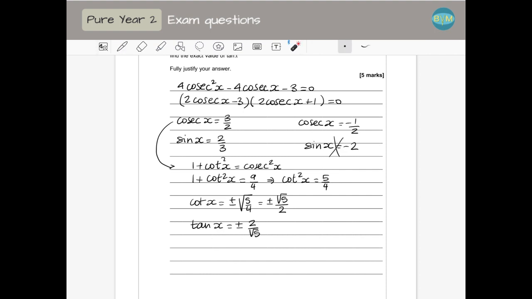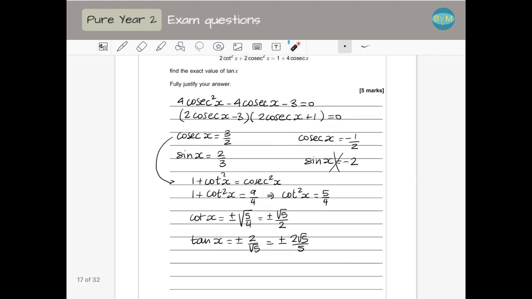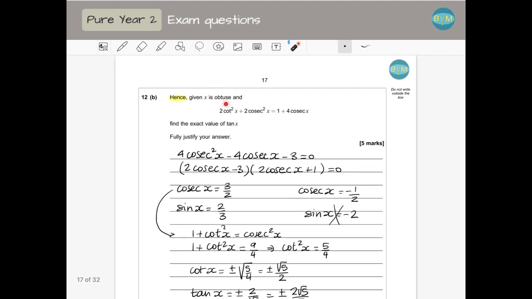I could have even left it that way. It doesn't matter. So plus minus 2 root 5 divided by 5, just eliminating the root in the denominator. And now we have to choose between the plus and the minus. And that is why they give us this information. So the angle is obtuse.